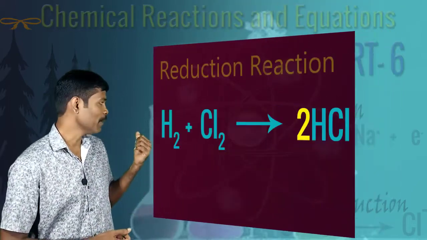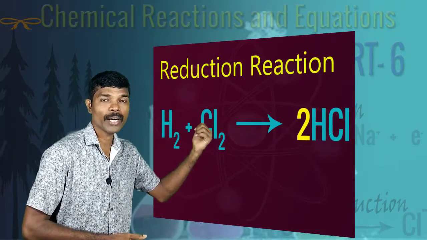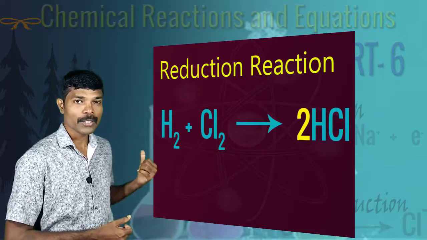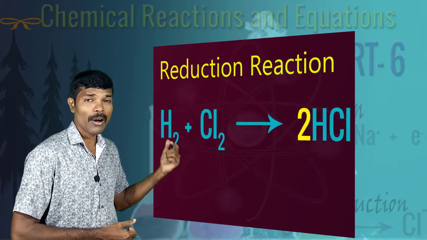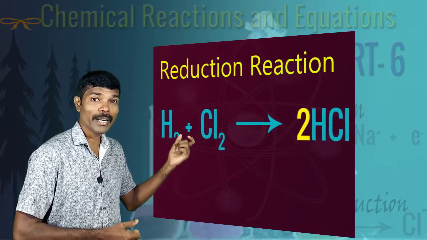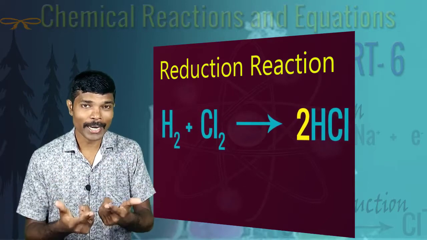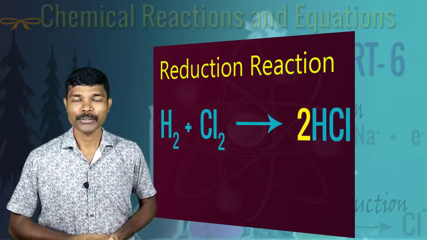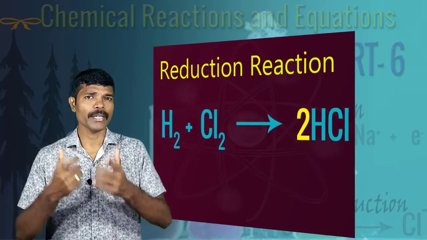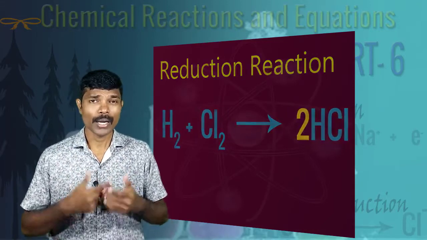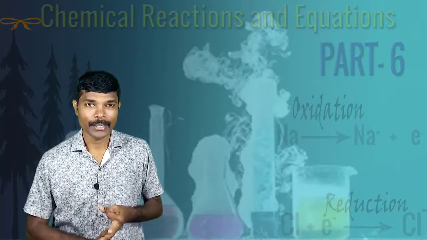Just to see the example, when hydrogen reacts with chlorine, it forms hydrochloric acid or hydrogen chloride. On the reactant side, you see hydrogen gas is there and chlorine is there. On the product side, with chlorine, hydrogen is getting added. So hydrogen is being added, so the reaction is known as reduction reaction. This way, oxidation and reduction reaction can be defined or understood in terms of electron transfer, oxygen and hydrogen.